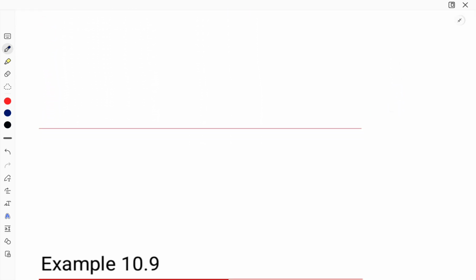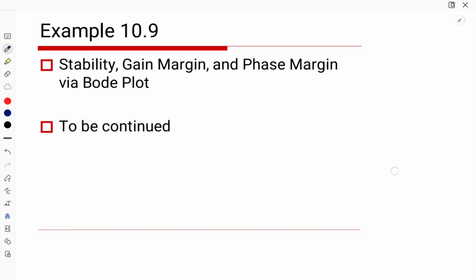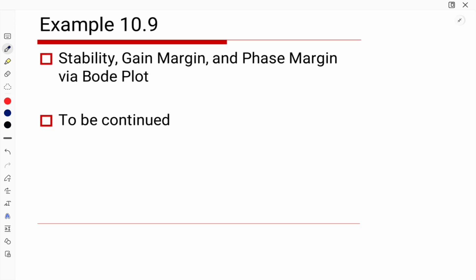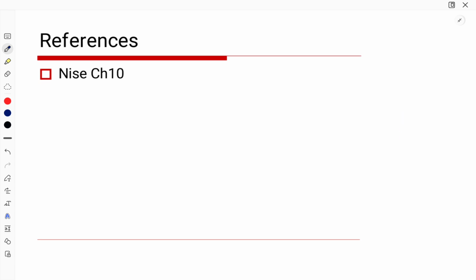So there are more skill assessments, and the example of stability, gain and phase margin via Bode plot, and we'll continue next time. It is pretty much in chapter 10 of EECE. Thank you. That concludes week 13A.